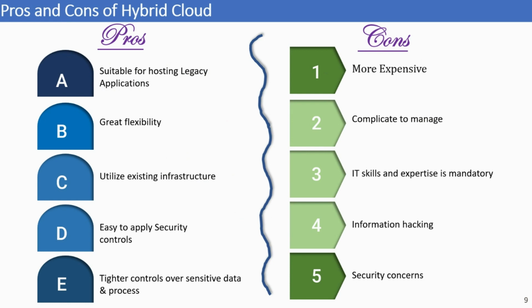Second one, great flexibility. This hybrid model provides the greatest degree of flexibility as you have the option to choose either public or private depending on your requirement. Third one, it utilizes the existing infrastructure, reducing the overall cost to the customer for infra investment on the private cloud. Fourth one, it is easy to apply security controls, so the customer can meet any security requirements. And the last one, it helps maintain tighter control over sensitive data and the process because it is fully customizable and it's in the customer's hands.